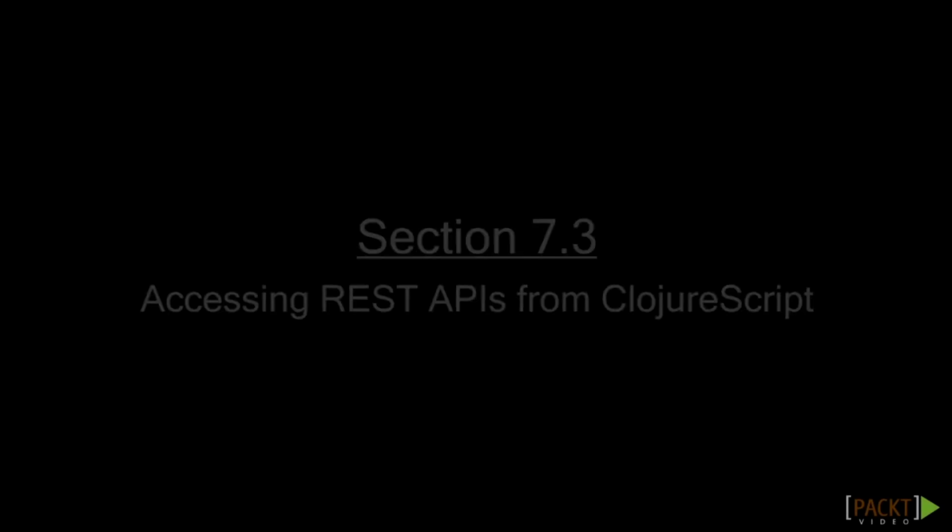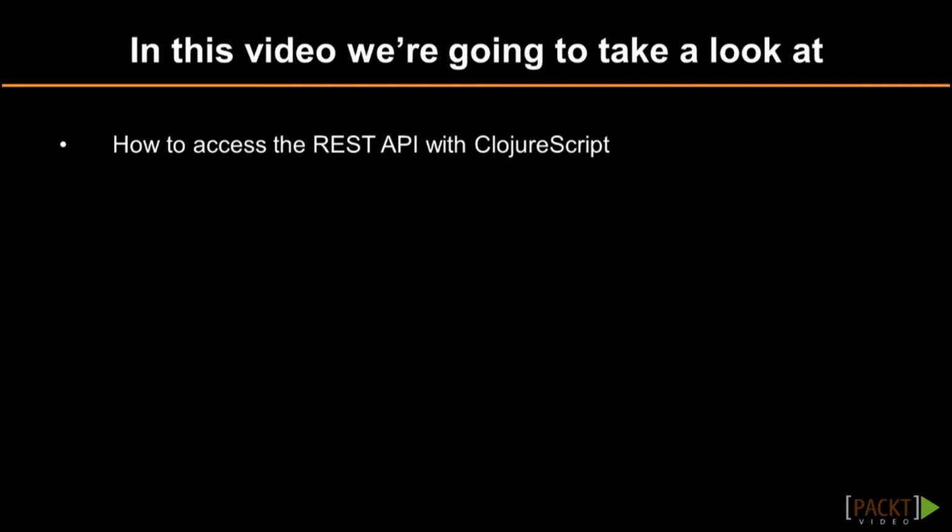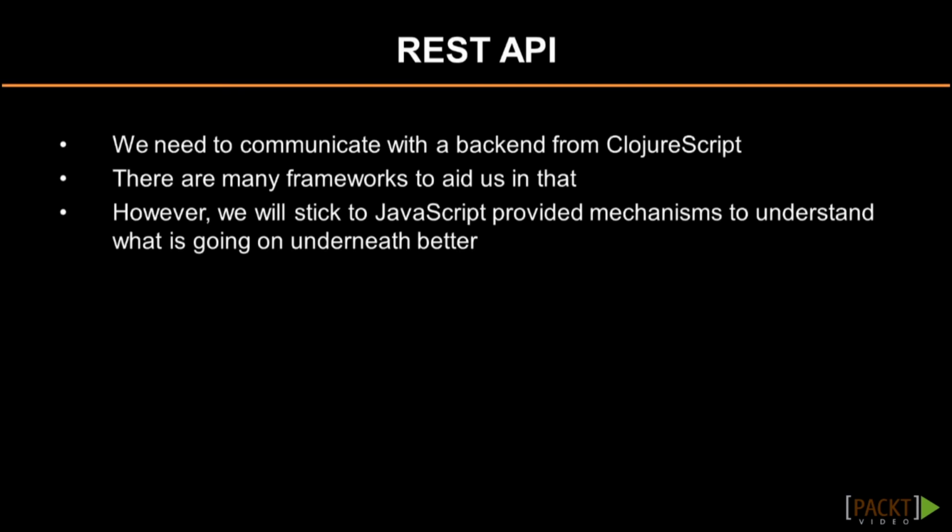In this video, we'll learn how to access the REST API with ClojureScript. In the previous video, we accessed and manipulated the DOM from ClojureScript. To have a complete range of tools for creating dynamic applications, we need a means to communicate with the backend without refreshing the entire page. Of course, there are a number of frameworks, ClojureScript and JavaScript based, that make such communication much easier. Still, for showcasing purposes, we will simply use direct JavaScript objects and methods.